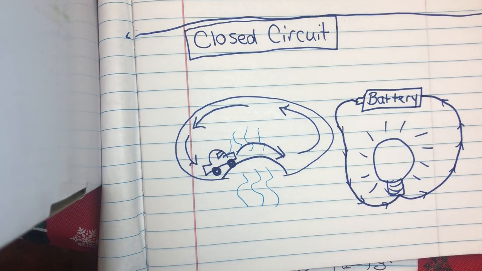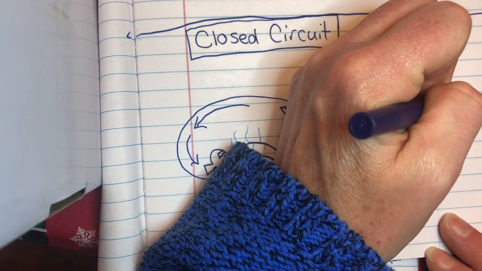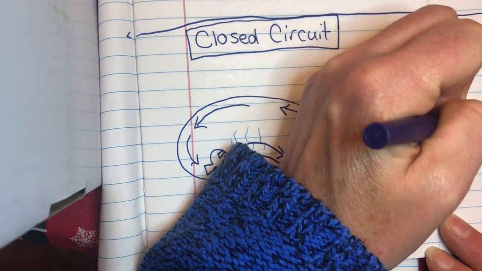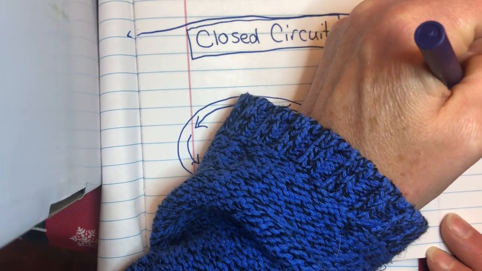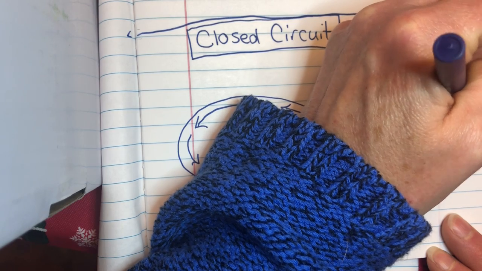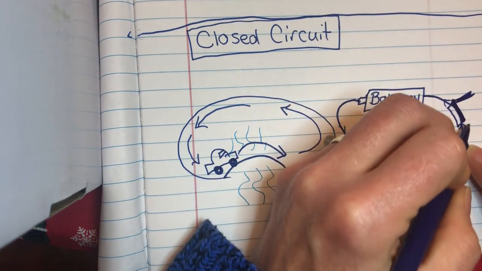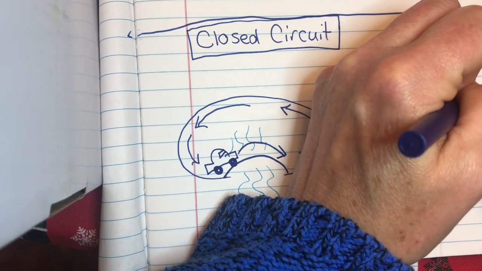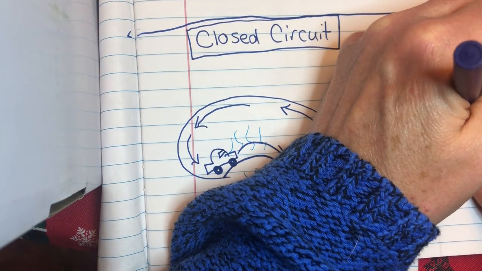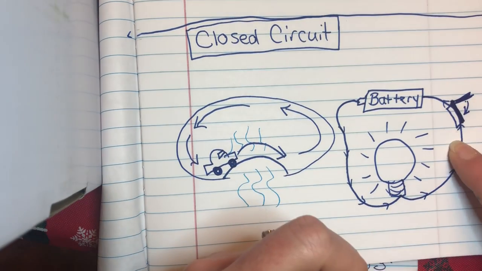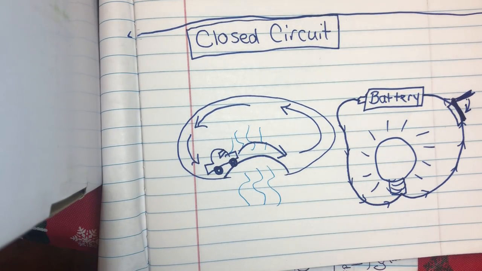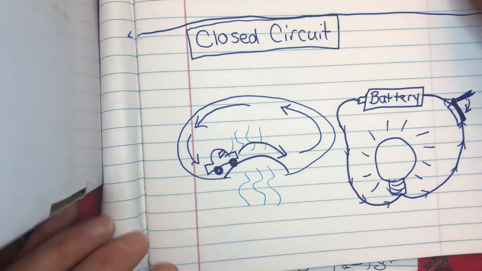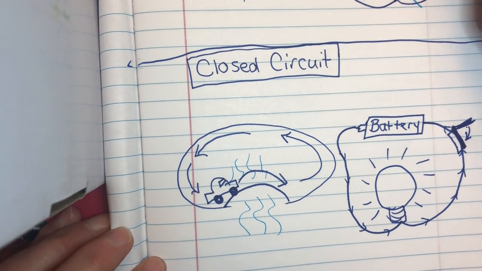Okay? Like we said in the classroom, sometimes there could be a switch. I'm gonna draw a little switch over here. Okay, so let's say this is my switch. If we were to flip the switch, that would disconnect the power and it would turn the lights off. If we close the switch, then the electricity could flow and we would have a light bulb. All right, so that is comparing open circuit and closed circuit.